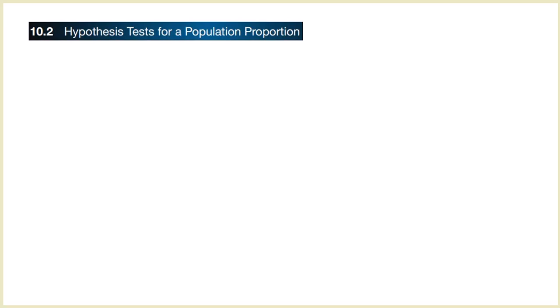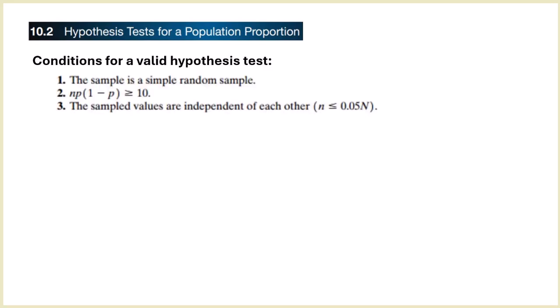So now we're getting specific. Thursday was just in general. Now we're talking about how do you do this for a population proportion? We got 3 conditions for this test. We've seen them before.